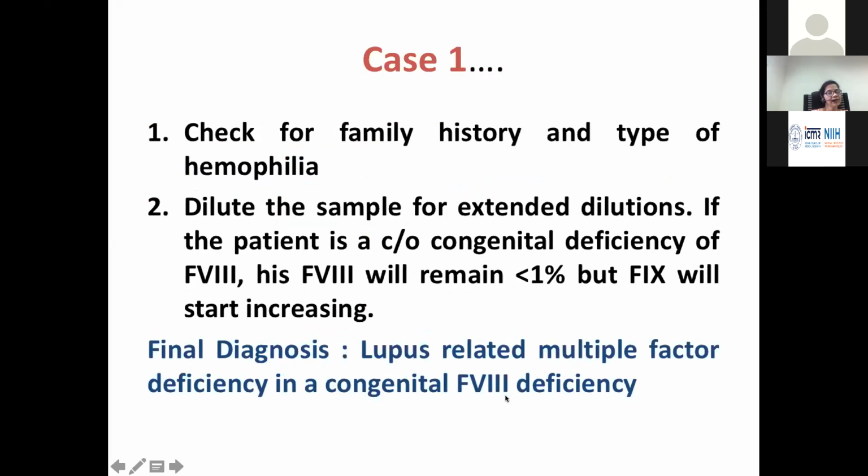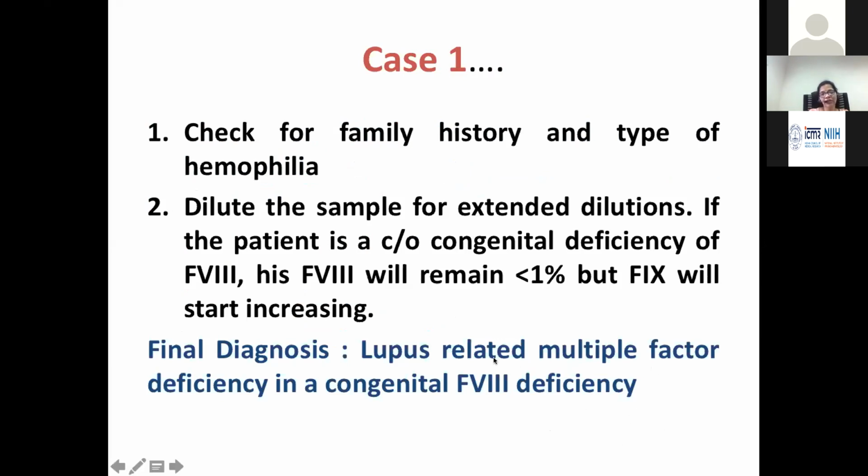So the first thing you need to do is, if you have access to the family history, find out whether you have another case in the family. If there is another case with hemophilia A or hemophilia B, then you easily come to know that this is a case of factor 8 deficiency, and there is some specific inhibitor which is reducing the factor 9 as well.